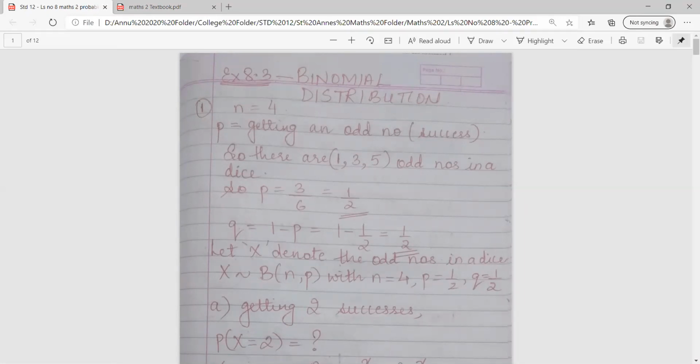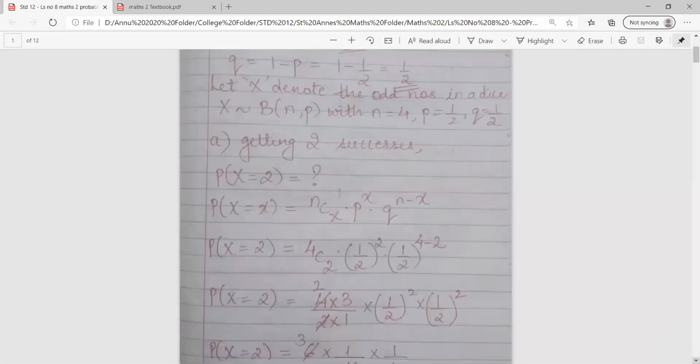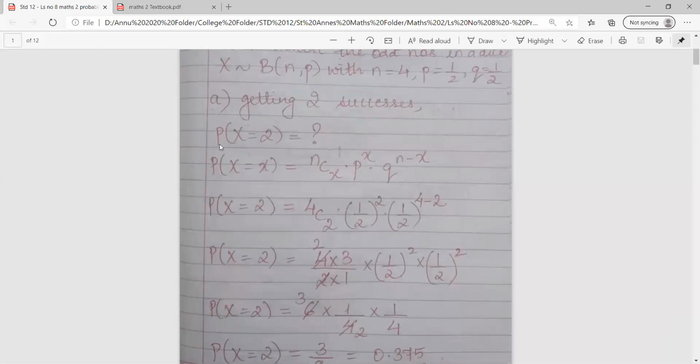So we got all the 3 alphabets. Now we can move forward. Let X denote the odd numbers in a die. So X follows binomial distribution with parameters n and p. So n is equal to 4, p is equal to half, q is also half. Now we are ready with all the 3 alphabets. They have told us to find the probability of getting 2 successes in the throws. So that means we have to find the probability when x is equal to 2.